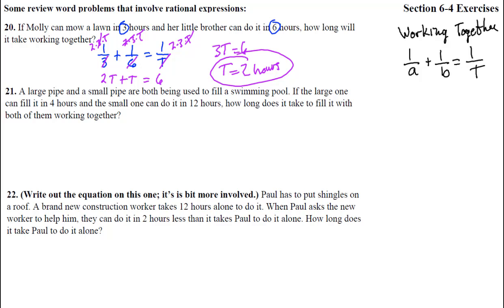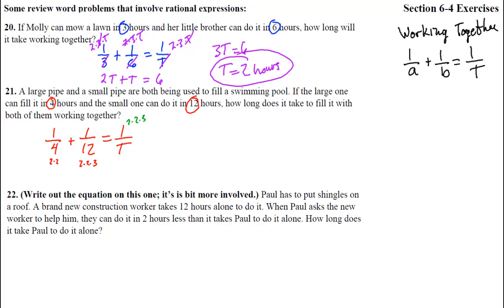Okay, let's try the next one. A large pipe and a small pipe are both being used to fill a swimming pool. If the large one can fill it in 4 hours, so that's A, plus the small one can do it in 12 hours. That's nice. 1 over T. How fast can it happen together? Now, if we do this, this is a 2 times a 2. This is a 2 times a 2 times a 3. And this is a t. So 2 times 2 times 3t will give us the least common denominator. So that's what we're going to model here, multiplying through by 12t.